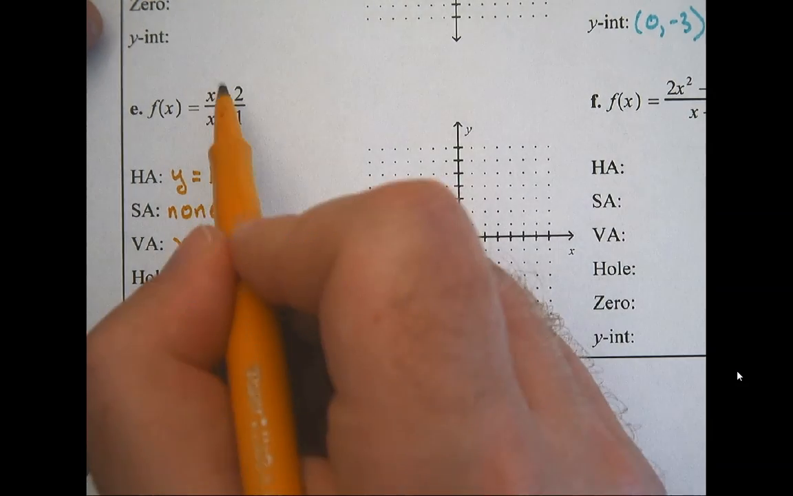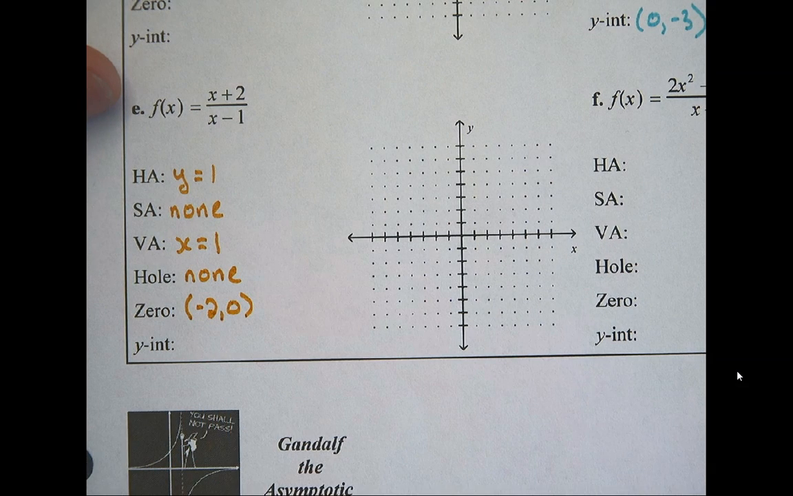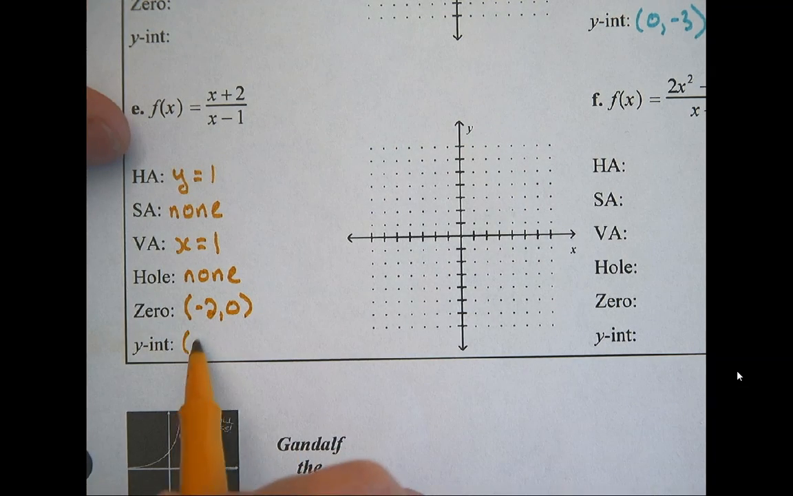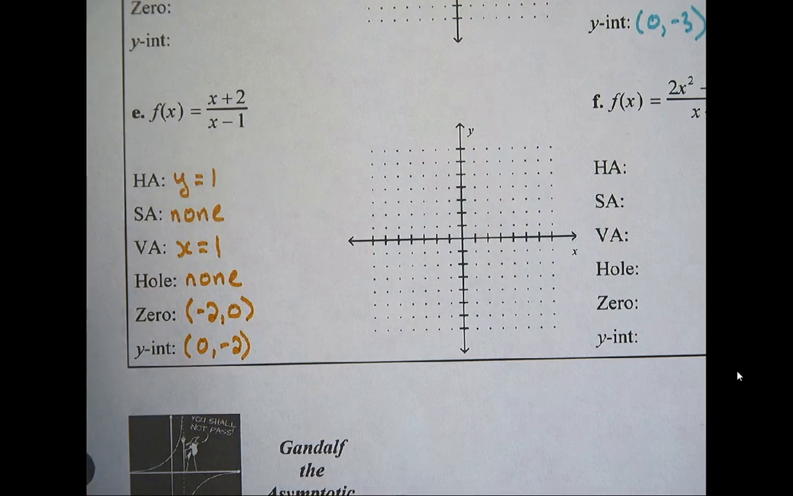Zero, things in the numerator that don't cancel, so when I ZPP that, I get -2. Y-intercept, put a 0 in for x. So that would become 2 over -1, which is also -2.